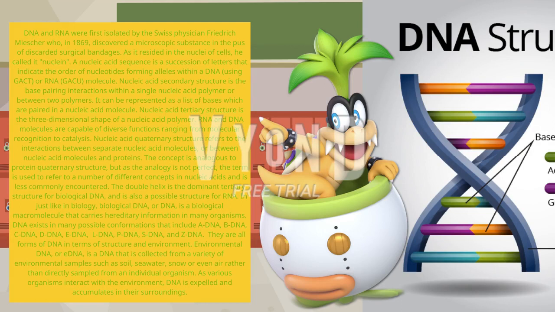DNA exists in many possible conformations that include A-DNA, B-DNA, C-DNA, D-DNA, E-DNA, L-DNA, P-DNA, S-DNA, and Z-DNA. They are all forms of DNA in terms of structure and environment. Environmental DNA, or eDNA, is DNA that is collected from a variety of environmental samples such as soil, seawater, snow or even air rather than directly sampled from an individual organism.